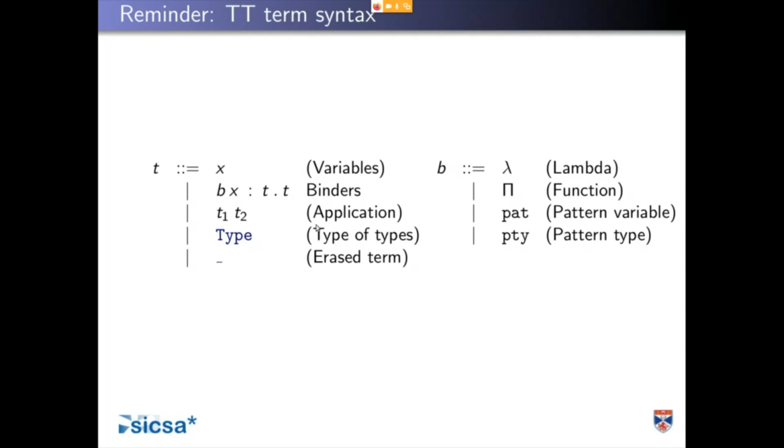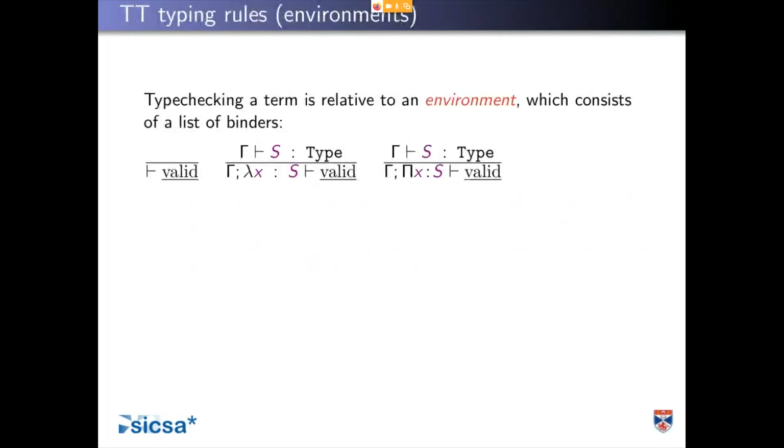So we're just going to look at what the rules are for the different kinds of constructs that we have, and when we're looking at the rules, we'll treat the binders separately, so we'll treat lambda and pi separately. I won't worry about pattern variables and pattern types in this case. We'll just look at lambda and pi.